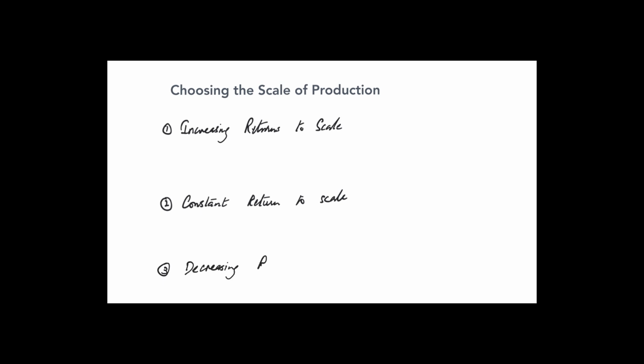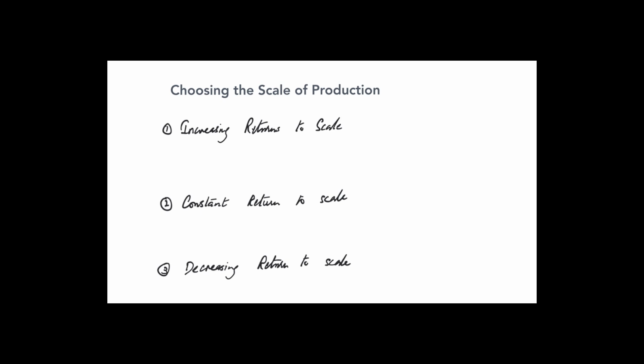First, something called increasing returns to scale. If you just settle with this point clearly in your heads, you can save a lot of trouble in the MCQs. Then constant return to scale. And lastly, you have a decreasing return to scale.